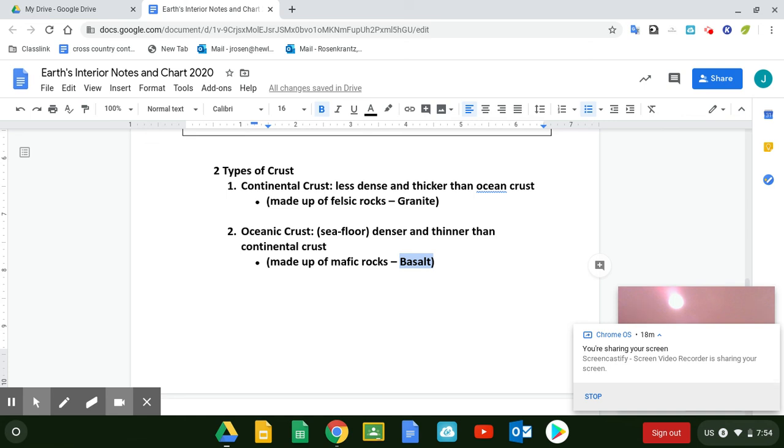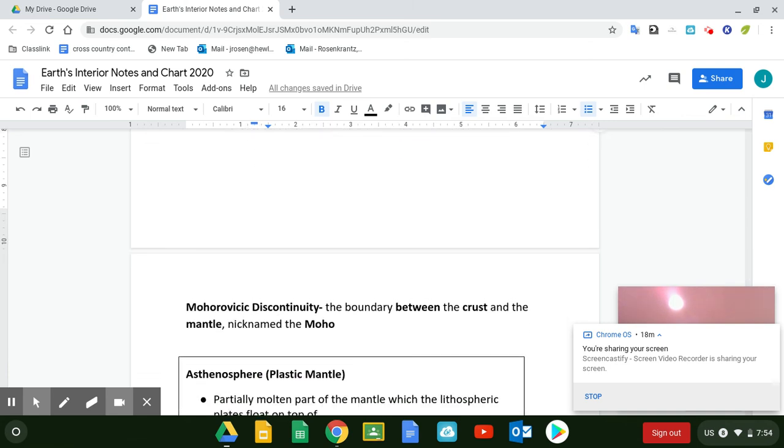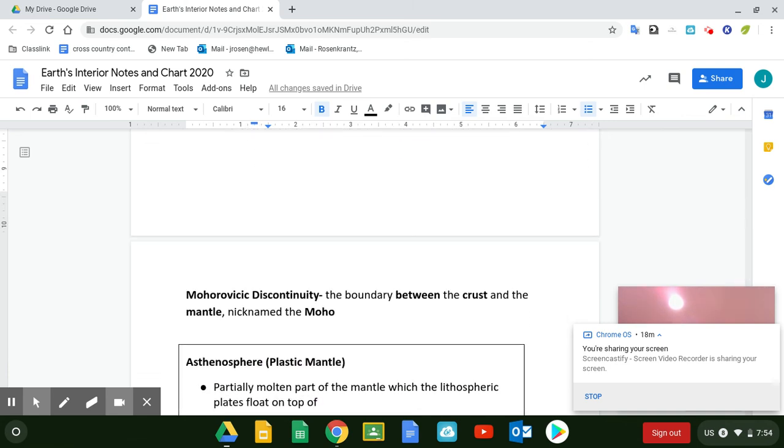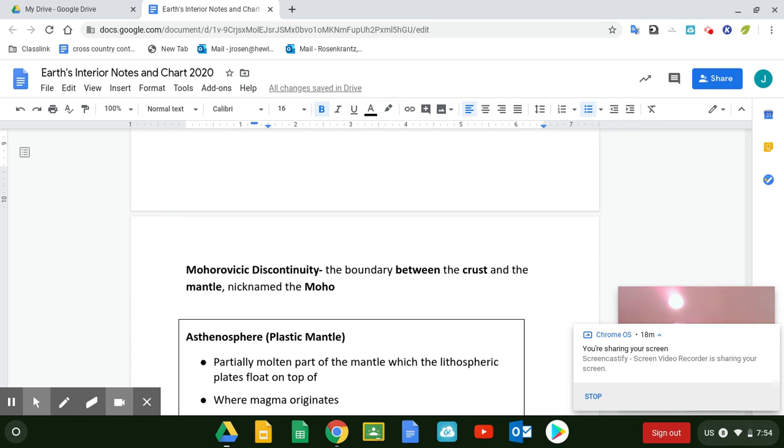All right. So read through the rest of this. There are some other complicated terms. One of them is called the Mohorovicic discontinuity. That's a really long word. No one likes to say it, so we just nickname it the Moho, and that's fun to say. The Moho is just the boundary between the crust and the mantle. It's the only boundary that you need to know the name of, and it's in the chart we're going to study.